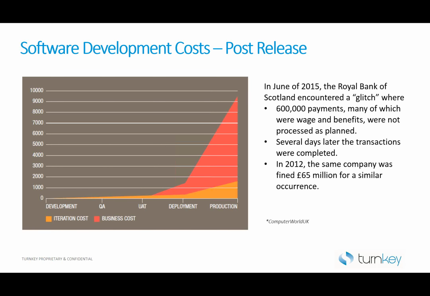In June of 2015, the Royal Bank of Scotland encountered a glitch where 600,000 payments were not processed as planned. It took several days for these transactions to get completed. Additionally, in 2012, the same company was fined over £65 million for a similar occurrence.